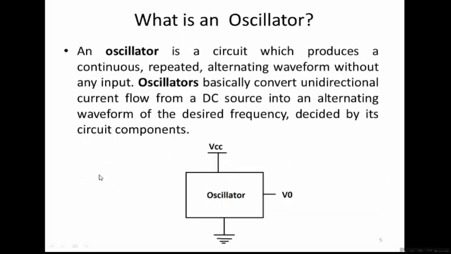So first of all, the definition of the oscillator. What is an oscillator? An oscillator is a circuit which produces a continuous, repeated, alternating waveform without any input. So it is represented here by a block, a circuit which produces an output without any input to this oscillator. The only requirement is a DC source from which this circuit would produce an oscillation.